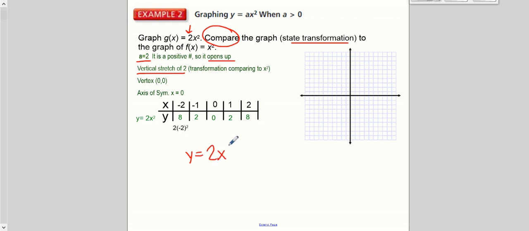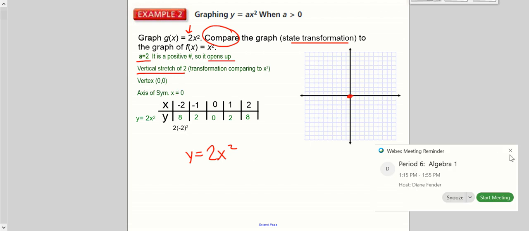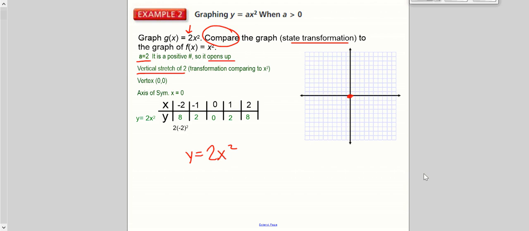We want to graph y equals 2x squared. Our vertex is still at the origin, 0, 0. But putting one x value in at a time, -2 squared is 4 times 2 is 8. Then do it again, 2 times something squared, and we're putting in the x value. -1 squared is 1 times 2 is 2. 0 squared is 0 times 2 is 0. 1 squared is 1 times 2 is 2. 2 squared is 4 times 2 is 8.